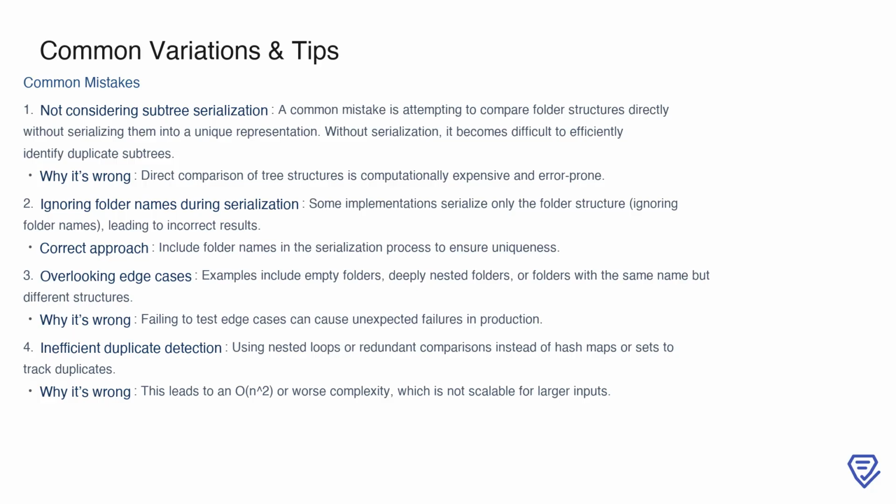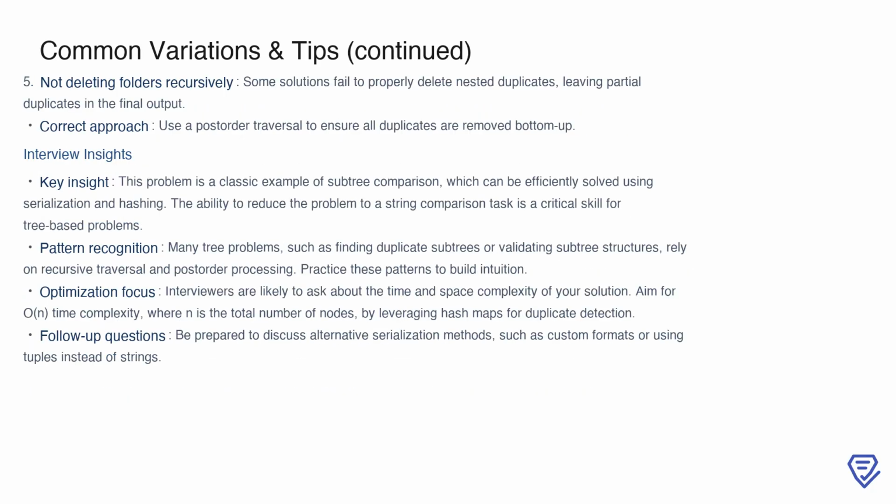Another challenge occurs when solutions fail to delete folders recursively. If nested duplicates are not removed in a bottom-up manner, partial duplicates may remain in the output. To address this, a post-order traversal is essential because it ensures that you process the deepest subtrees first, cleaning up duplicates from the bottom before moving upward.